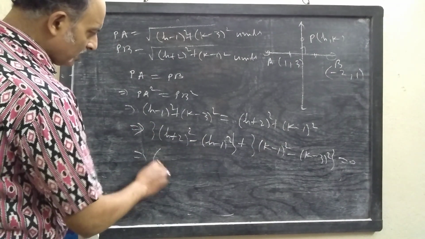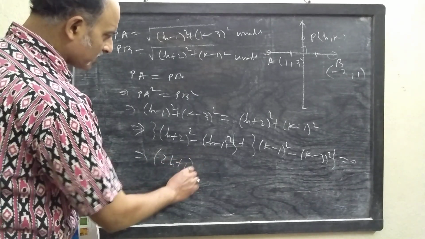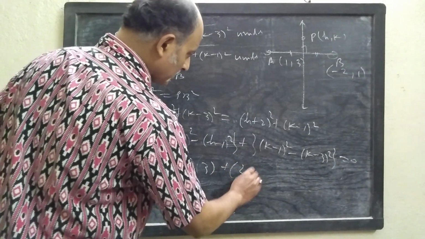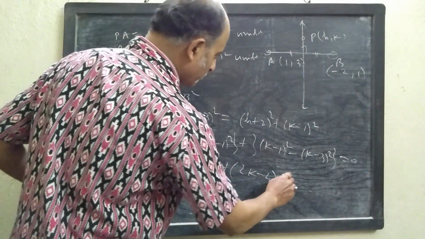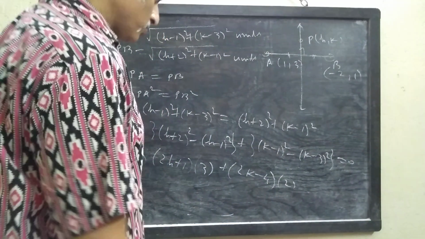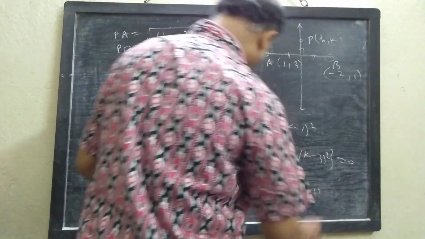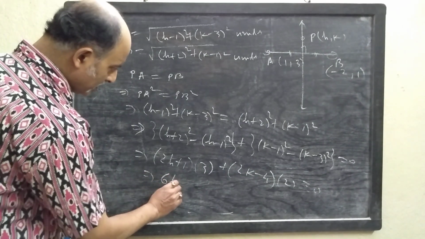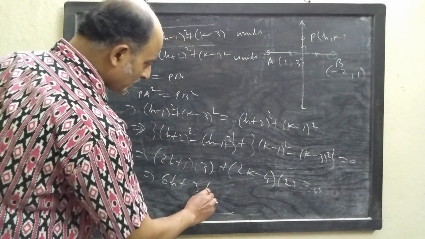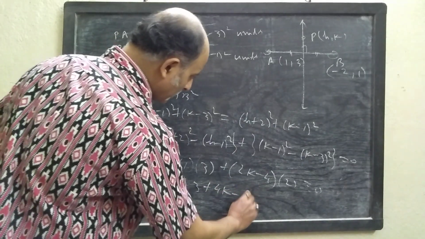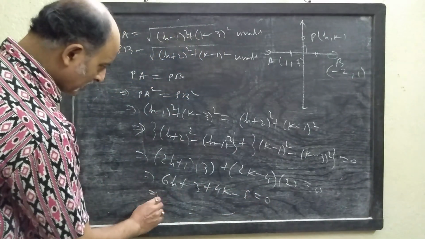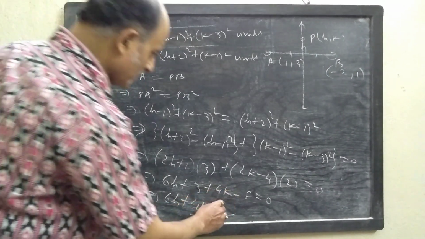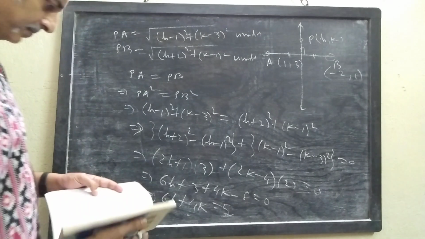So this will be (2h plus 1) into 3 plus (2k minus 4) into 2, because the difference is 2, equals 0. This will be 6h plus 3 plus 4k minus 8 equals 0. So 6h plus 4k equals 5.